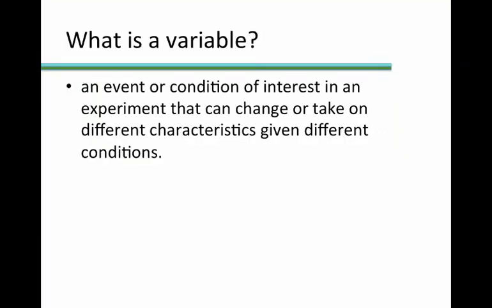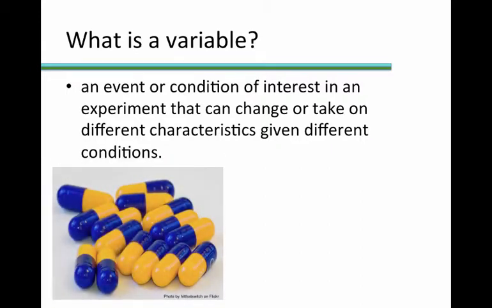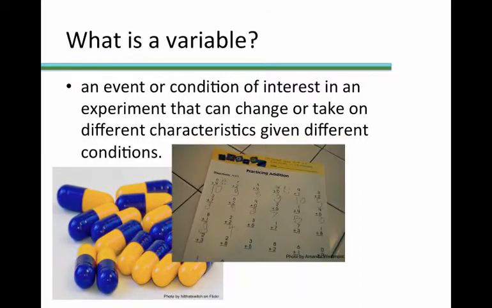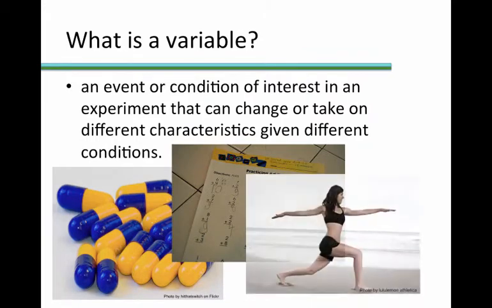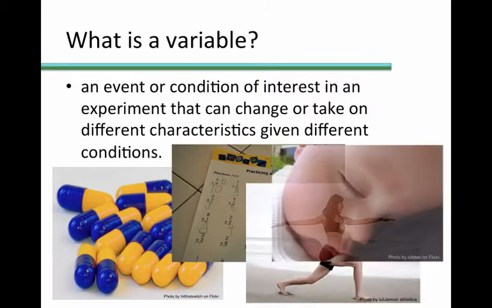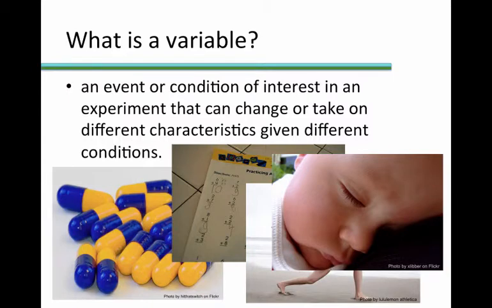A variable is an event or condition of interest in an experiment that can change or take on different characteristics given different conditions. It can be manipulated or simply observed or measured. So a variable could be the type of medication administered, scores on a math test, an exercise program, or number of hours of sleep, for example.